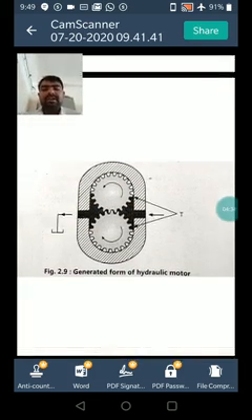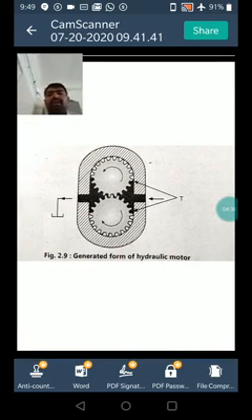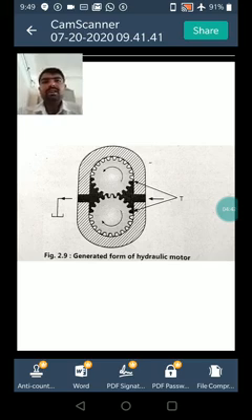In the next diagram we can see the gear motor. The gear motors are generally fixed displacement motors. The construction of a gear motor is similar to that of a gear pump. The gear motor includes pressure loaded side plates for control of inlet leakage and to achieve volumetric efficiency.